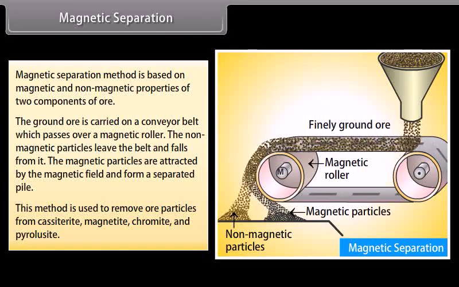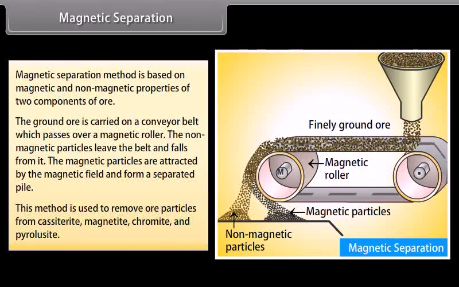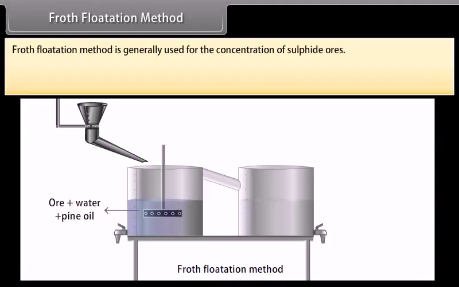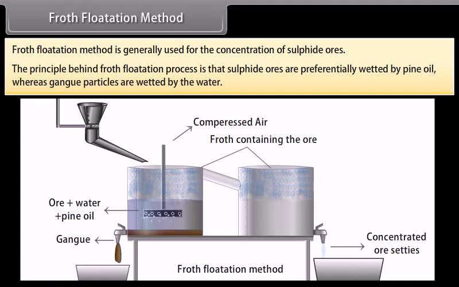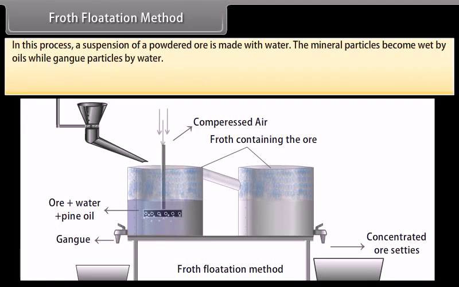This method is used to remove ore particles from cassiterite, magnetite, chromite, and pyrolusite. Froth flotation method. This method is generally used for the concentration of sulfide ores. The principle behind froth flotation process is that sulfide ores are preferentially wetted by pine oil, whereas gangue particles are wetted by water. In this process, a suspension of a powdered ore is made with water.